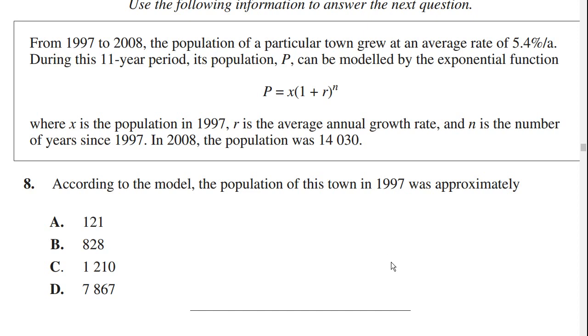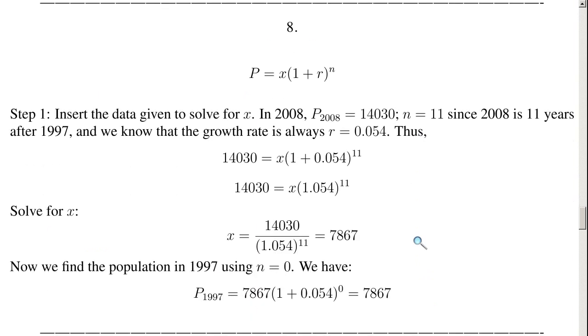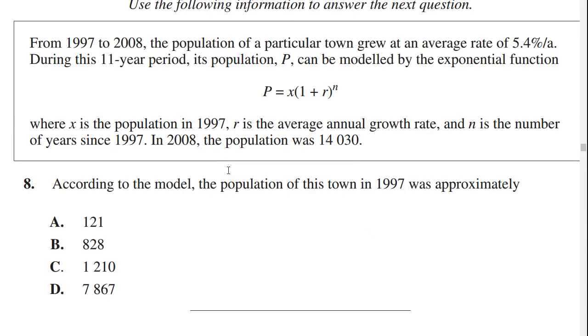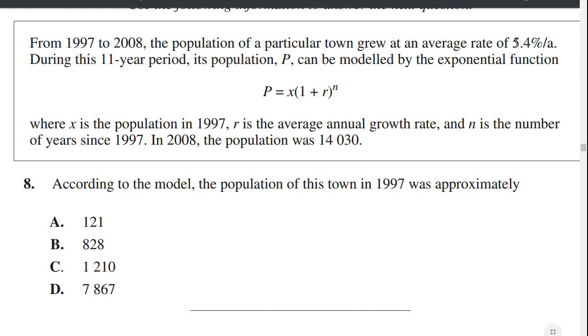Okay, so how are we going to handle this one? We start out with our equation P equals x times 1 plus r to the n. Step 1, insert the data given to solve for x. Okay, so what data are we given? We're given the population in 2008, which is 14,030. We're given the average growth rate of 5.4% per year, which is 0.054. The slash A just means per annum, which means per year.